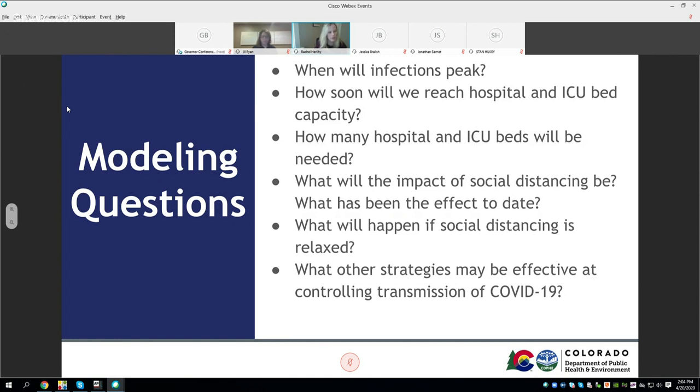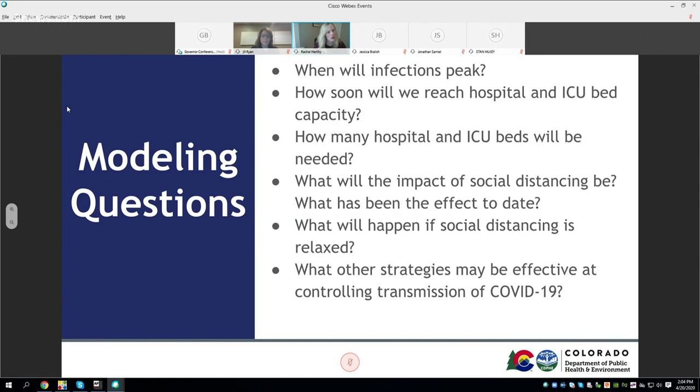So a couple of the early questions that we've been asking are things like, when will infections peak? How soon will we reach hospital and ICU bed capacity? How many hospital and ICU beds will be needed? What will the impact of social distancing be? And then things like, what has the effect been to date, and what can we anticipate in the future?